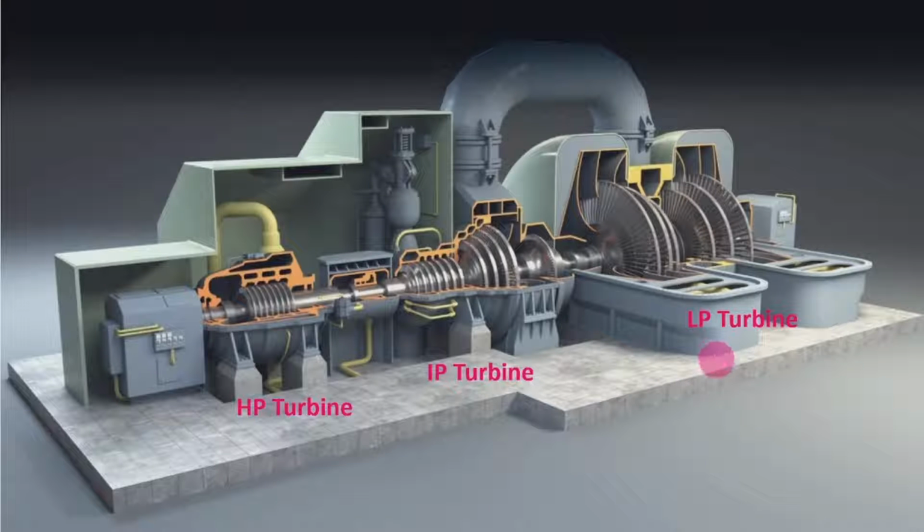Here is the working of a multi-stage steam turbine. Multi-stage means that in order to extract the energy present in the steam efficiently, a multi-stage turbine is used. The multi-stage turbine consists of three stages. One is the high pressure turbine, another is the intermediate pressure turbine, and the third one is the low pressure turbine.